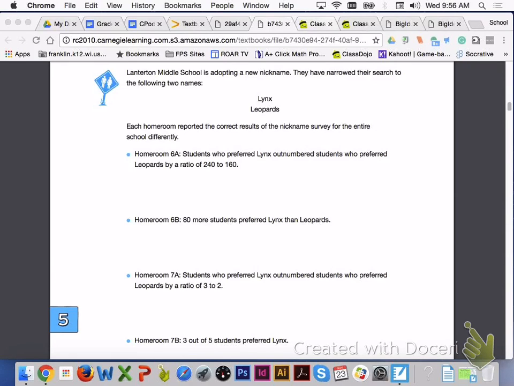Homeroom 6A said students who preferred Lynx outnumbered students who preferred Leopards by a ratio of 240 to 160. Homeroom 6B said 80 more students preferred Lynx than Leopards. Homeroom 7A said students who preferred Lynx outnumbered students who preferred Leopards by a ratio of 3 to 2. And homeroom 7B said 3 out of 5 students preferred Lynx.